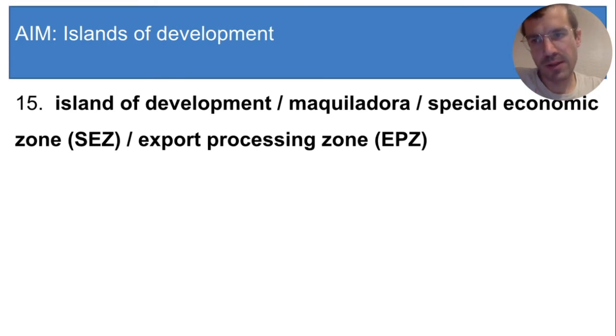Maquiladora. In other parts of the world, islands of development might be called special economic zones, or SEZs, or they can be called export processing zones, or EPZs. This last term, export processing zone, is a good reminder that the products that are made in these areas are always for export. They are shipped to MDCs. Take a moment and review these four names that all describe the same thing.